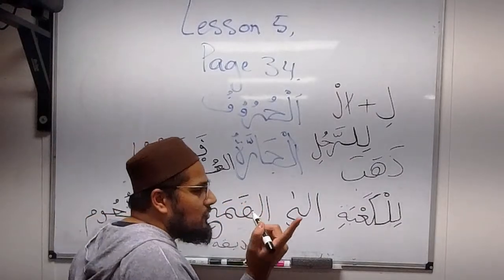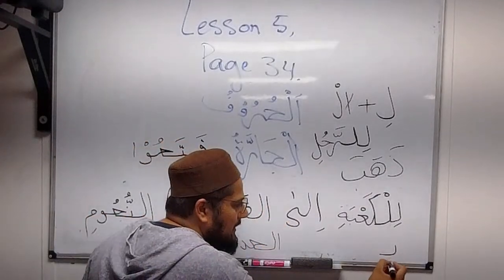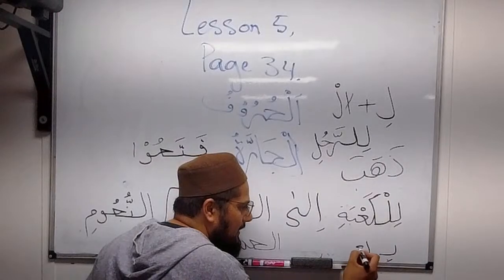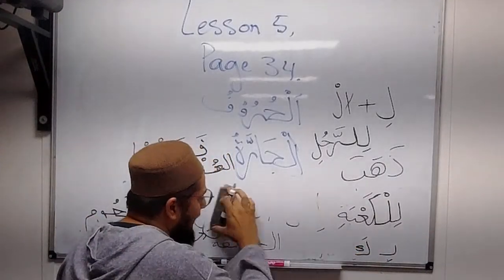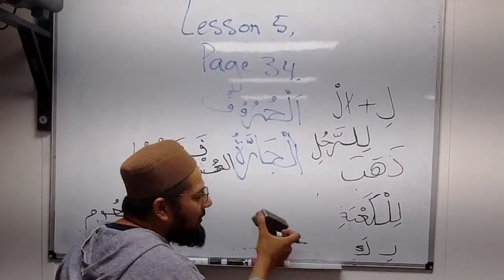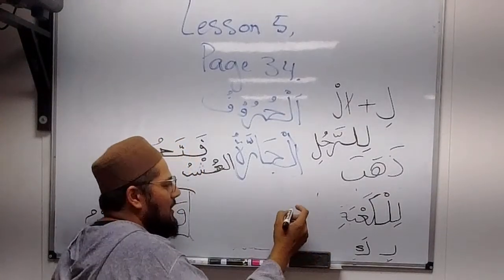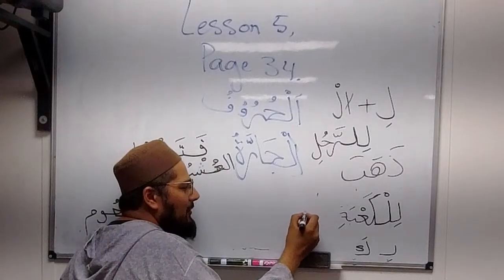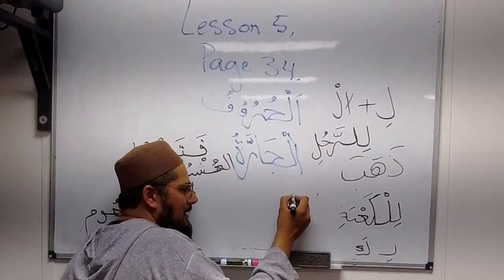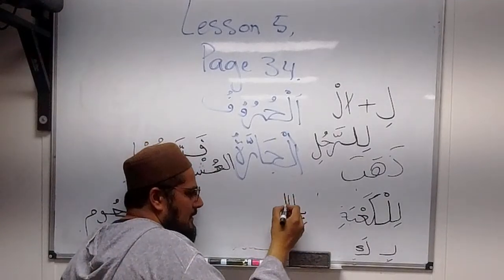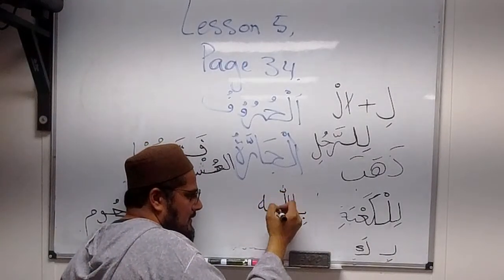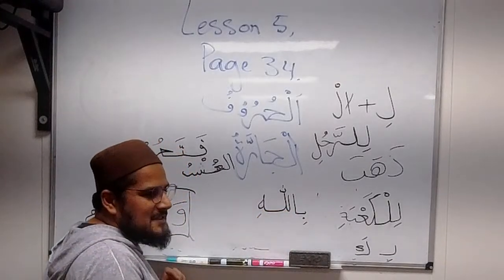But that's not true with letters like Ba or letters like Ka. Why? I can't tell you why. I really don't know why, but that's how the Arabs wrote it. So, if I said Billahi, how would I write it? Alif, lam, Lahi. You see the alif is intact.